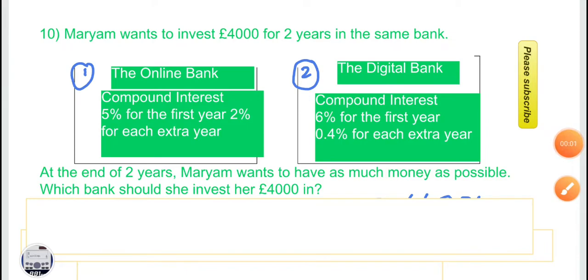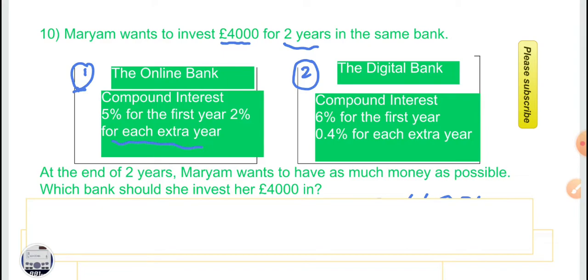Question 10. Mariam wants to invest £4,000 for 2 years in the same bank. So she wants to leave the money in the same bank for 2 years. She doesn't want to take it out of one bank after 1 year and take it to another bank. So the first bank, the online bank, will offer her compound interest. So they'll give her 5% for the first year and 2% for each extra year.